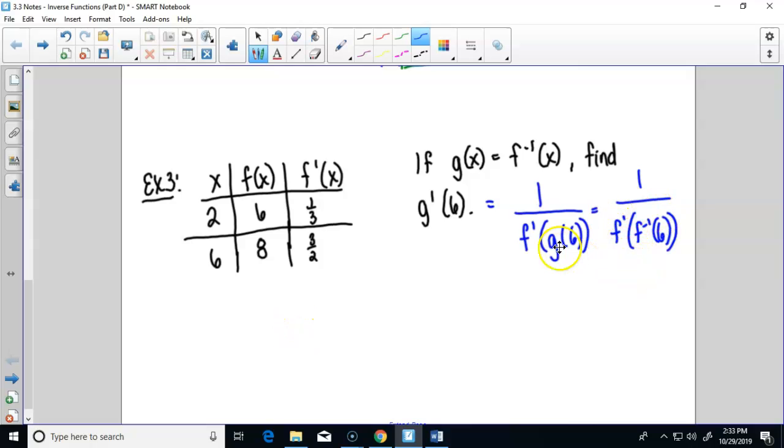So the first thing we got to find is g of 6, or we can think of it this way: f inverse of 6. Anybody have any ideas for f inverse of 6? It is 2. Because right here, this would be like your f of x, that's like your y column, right? So here's your y, that y goes with this x right here. So our f inverse of 6 is 2. So now we'll have 1 over f prime of 2.